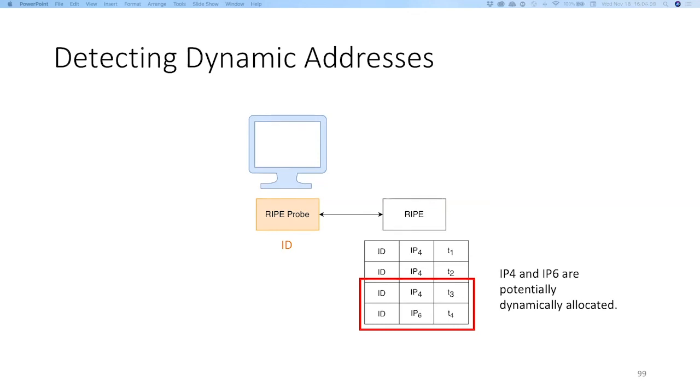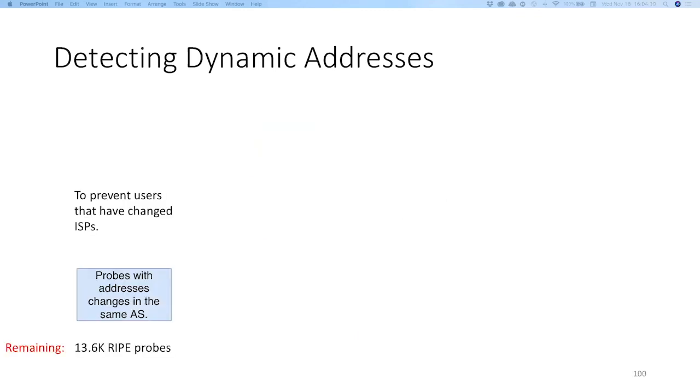And here we see that this particular RIPE Atlas probe has been allocated an IPv4 and IPv6 address at time T3 and T4. So what we do is work on this log to determine probes that are in dynamically allocated regions. Now, we need to be very careful in choosing these probes because not all probes that have address changes are in dynamically allocated address spaces.